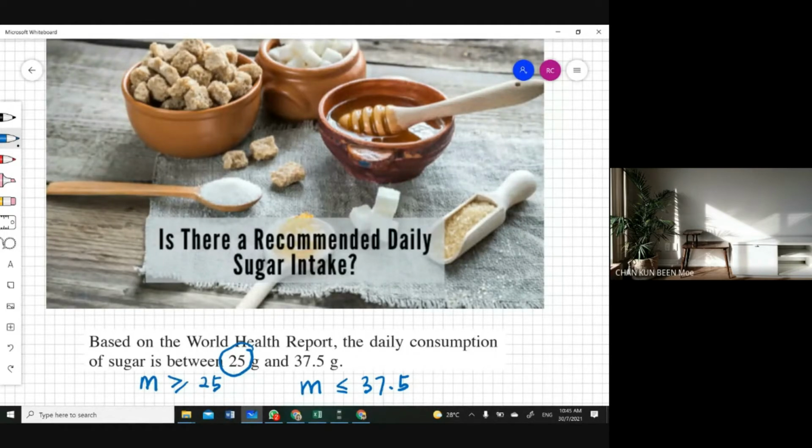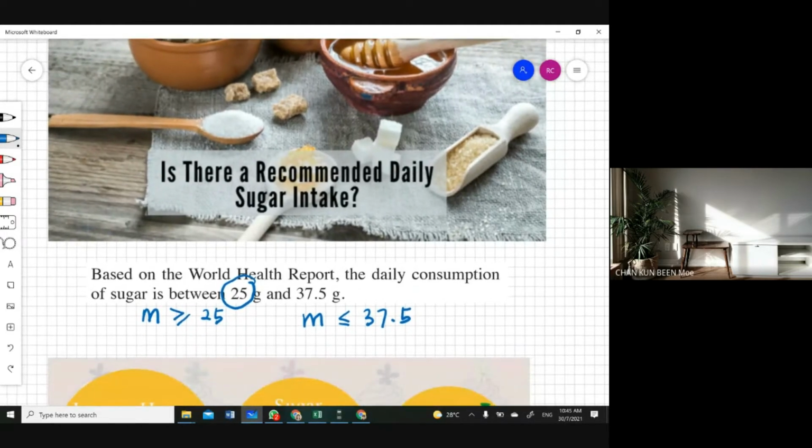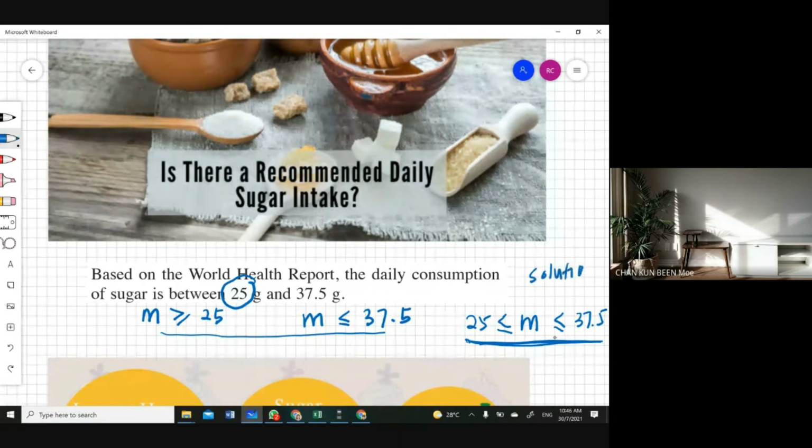So over here, we can summarize the linear inequality together. It will become M is in between 25 and 37.5 like this. We are going to solve this later on, which is called a common region, or we call it the solution. Now, let's see how to do it.